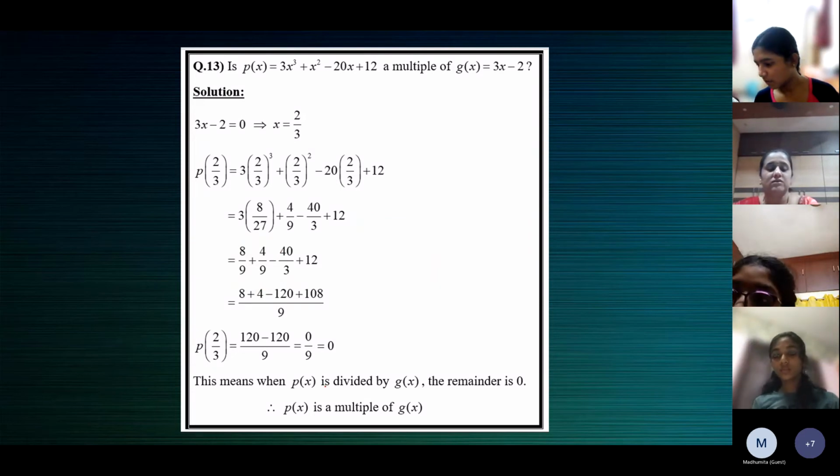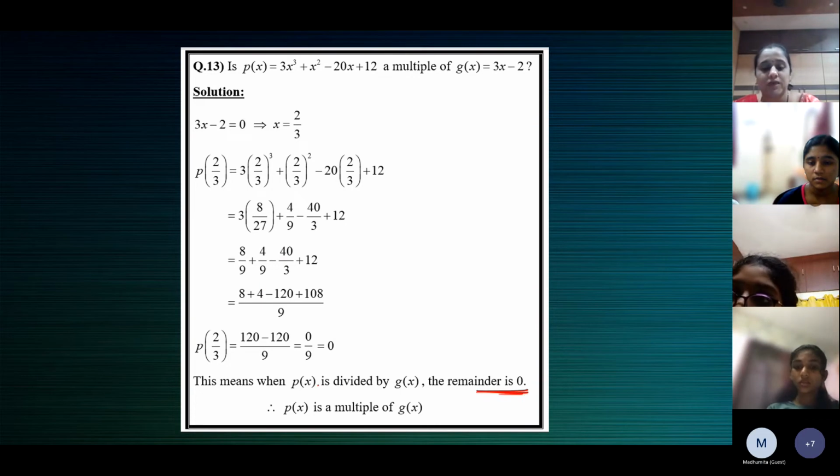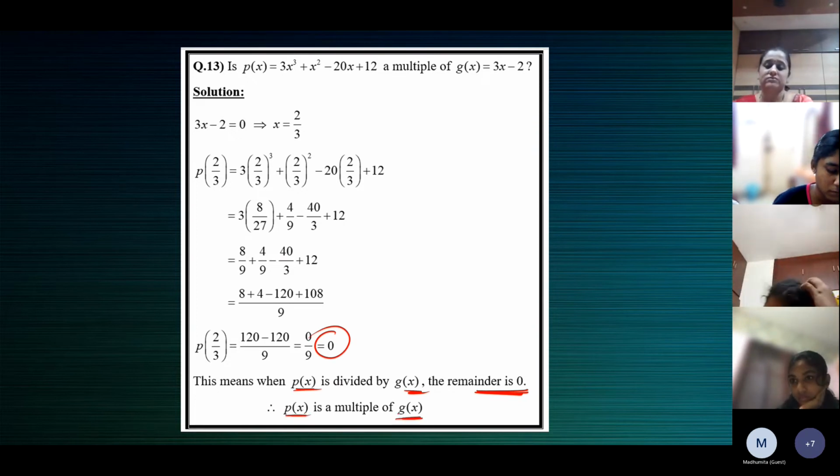So this means when P of x is divided by G of x, the remainder is 0. See, the remainder is 0. Therefore, P of x is a multiple of G of x.